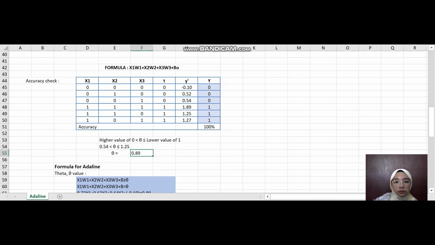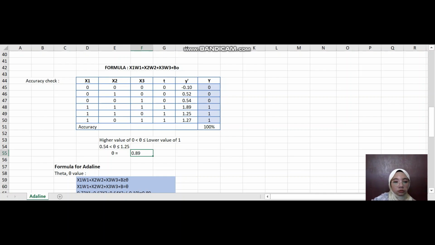And then 0.52 is lower than 1, that's true. 0.54 is lower than 1, yes, that's true. And then 0.89 is bigger than 1, so that's true. 1.257 is bigger than 1, true. 1.27 is bigger than 1, true. So the accuracy is 100%.